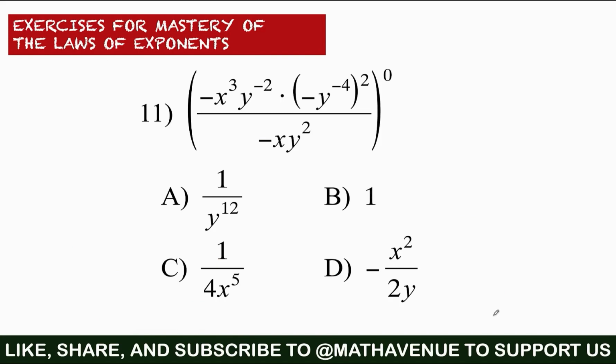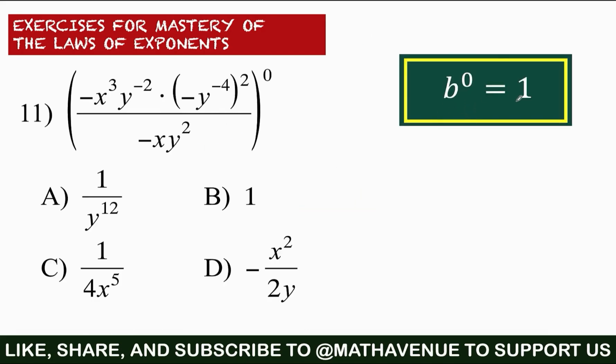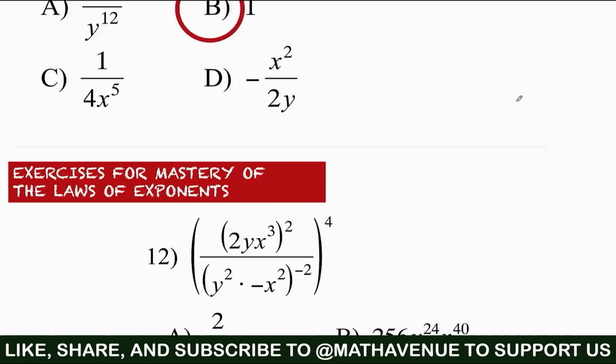Now, problem number 11. When you have a problem like this, even though this appears to be too complicated here, but the exponent is 0, we know that the entire thing is equal to 1. So for here, the answer is letter B. That is because any number raised to 0 is equal to 1. Next problem.